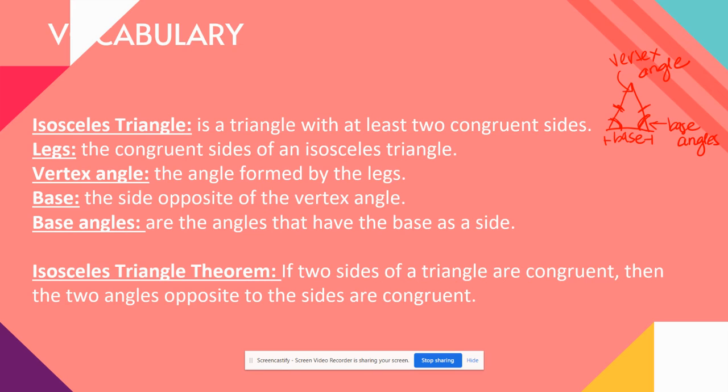The isosceles triangle theorem says that if two sides of a triangle are congruent, then the two angles opposite of the sides are congruent. So that's basically what I was saying up here. So if this side is congruent, then the angle across from it also has to be congruent to this side. So those angles have to be congruent. So the opposite side corresponds to the angle. So if this side is congruent, then the angles are equal as well.